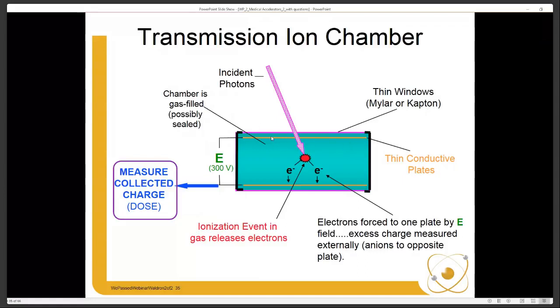Of course, it's an ion chamber, so incident electrons and photons interact with the gas inside, cause ionization. We have a bias voltage present. This causes the liberated charges to migrate to one electrode or the other. We can then measure that migration as charge or dose external to the device.